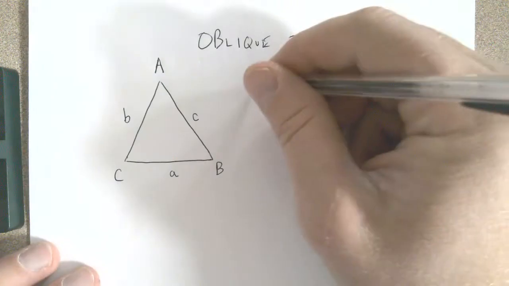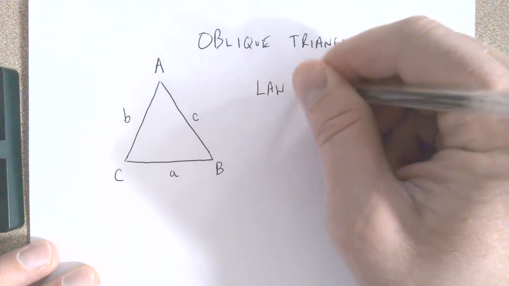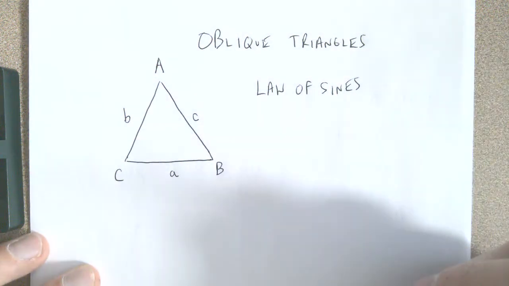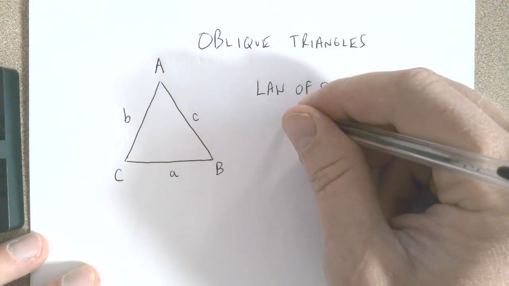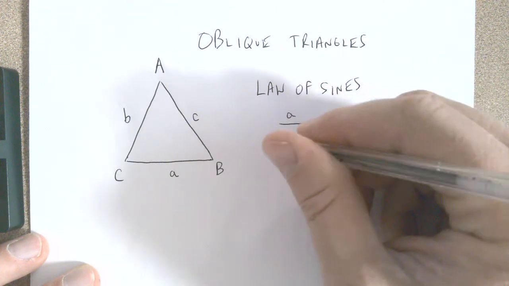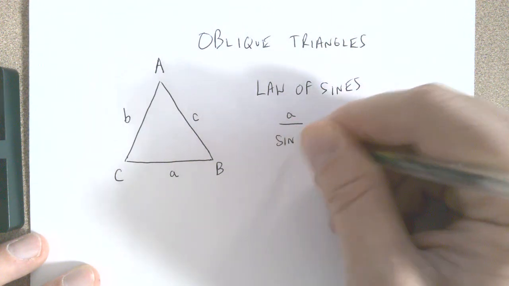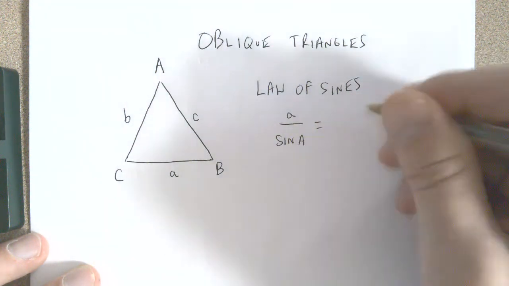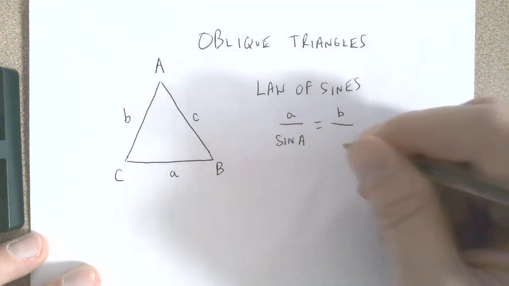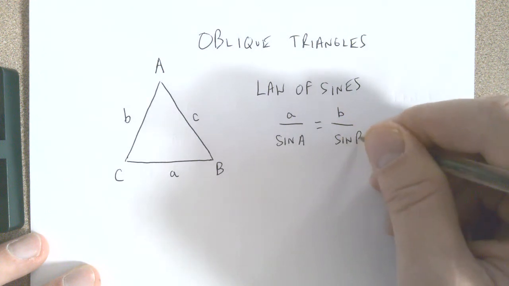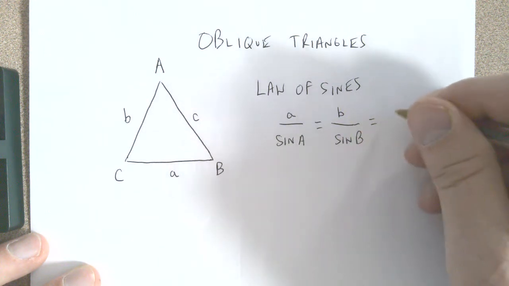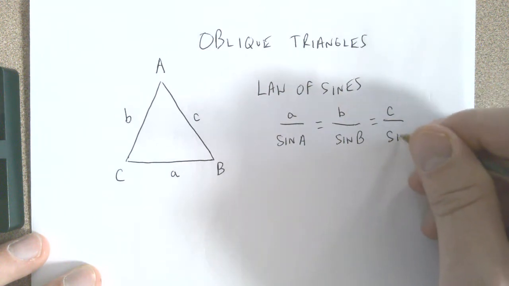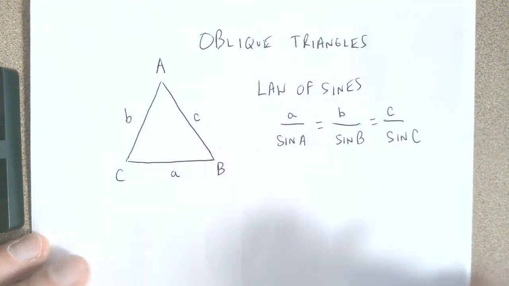Now, our law of sines says this. It says the ratio of side A over the sine of A is equal to side B over the sine of angle B, and is also equal to side C over the sine of angle C.